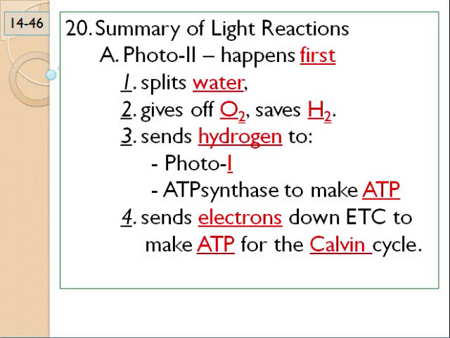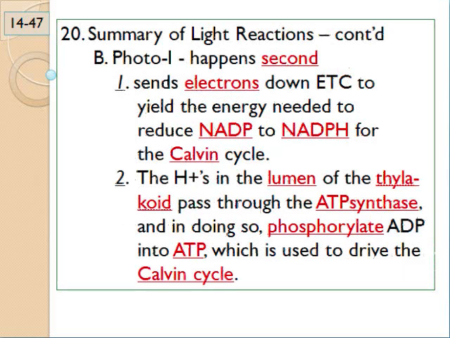And also, Photosystem I sends electrons down this four-member ETC to make even more ATP for the Calvin cycle. Now, Photosystem II happened first. Photosystem I happened second, as you know now, because we discovered it first. So we named them wrong.